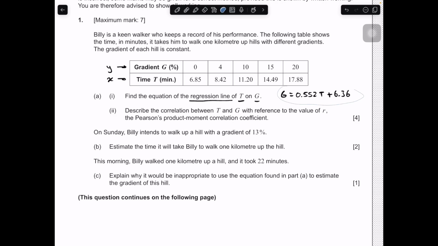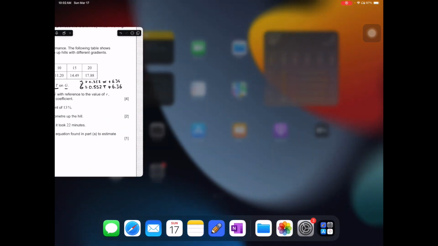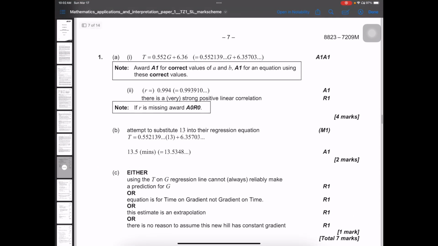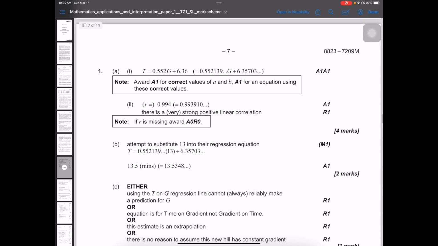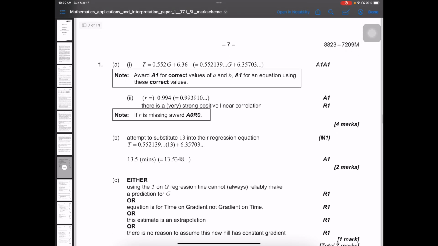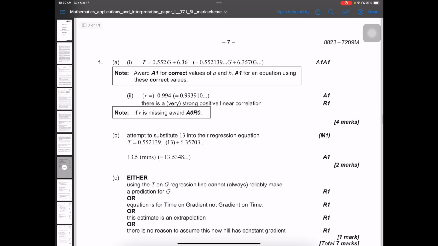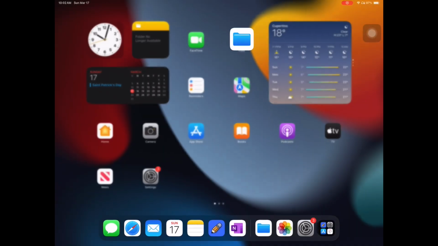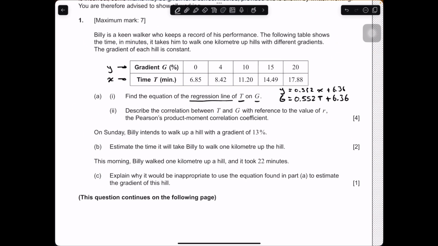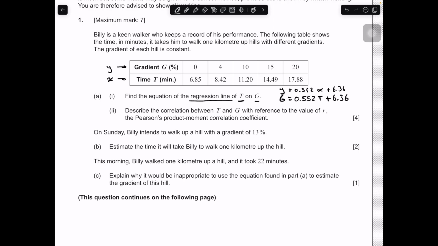So normally this is what it would look like, hopefully not expanding on this more than we really need: this would usually be y is equal to 0.552x plus 6.36. Going to check the mark scheme just really quick to see what they are asking. M1 for an equation, A1 for correct values of a and b, A1 for an equation using these correct values. So it looks like they are using t and g. Whether we would lose marks if we wrote y and x is a little unclear in terms of the mark scheme, but for safety's sake, better to use t and g.